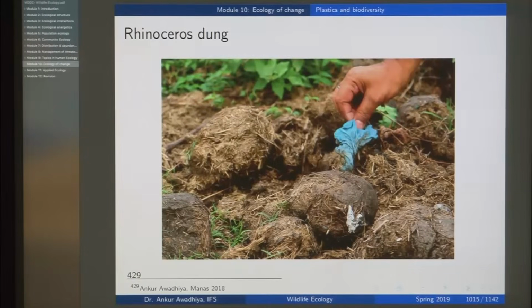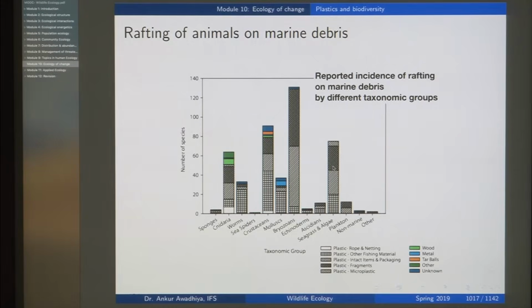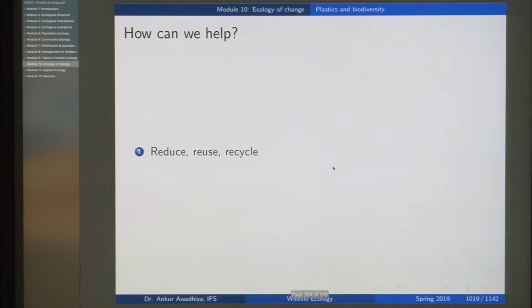Even in the case of Manas Tiger Reserve, we found plastics in the dungs of rhinoceros. So, it is reaching even those areas that we consider most pristine. Then it can aid in the dispersal of several organisms, which can even be invasive organisms. And basically, if you look at any plastic, because it gets converted into microplastics through several routes of degradation, we can see that it impacts everything from subcellular organelles to the whole of the ecosystem.